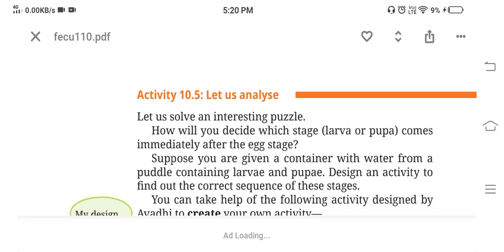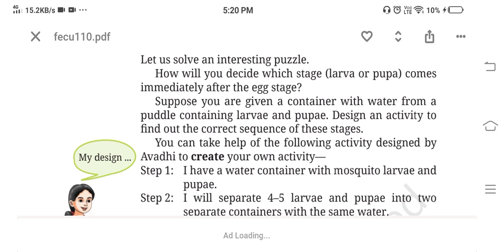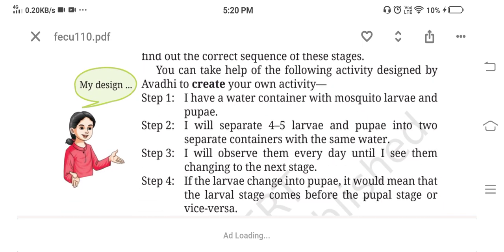Suppose you are given a container with water from a puddle containing larvae and pupae. Design an activity to find out the correct sequence of these stages. You can take help of the following activity designed by Avadi to create your own activity. I have a water container with mosquito larvae. Step 2: I will separate 4 to 5 larvae and pupae into 2 separate containers with the same water.